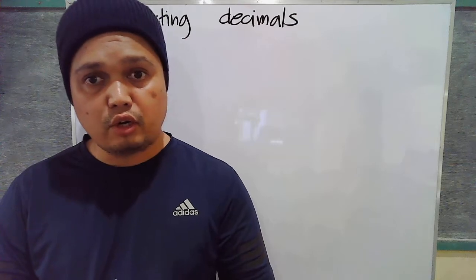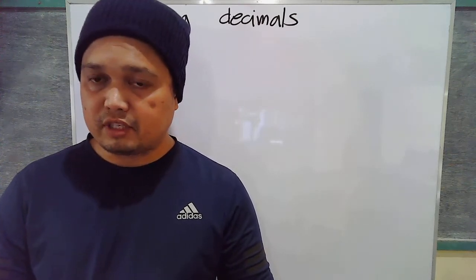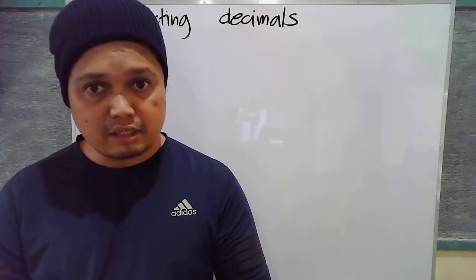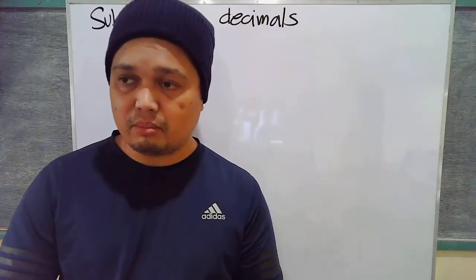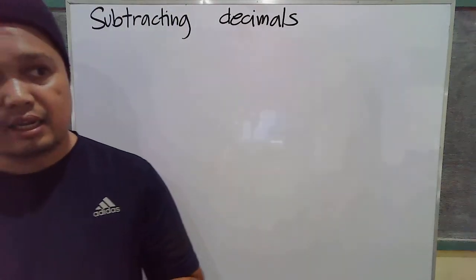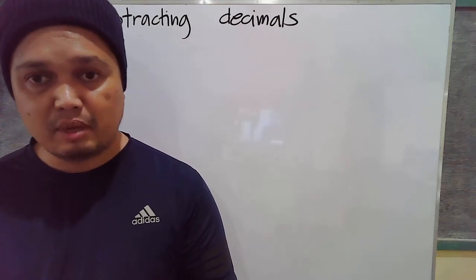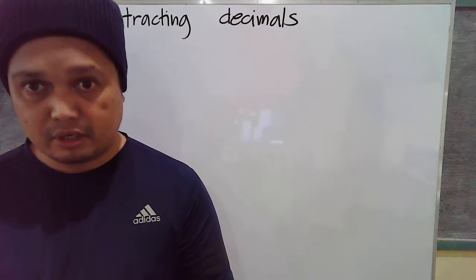And this time we are going to subtract decimals. In our previous lessons, we have added decimals. Now this time we're gonna subtract. Now how do we subtract decimals? First, align all the decimal points, then subtract just like whole numbers.